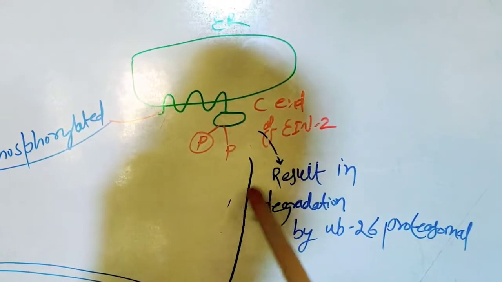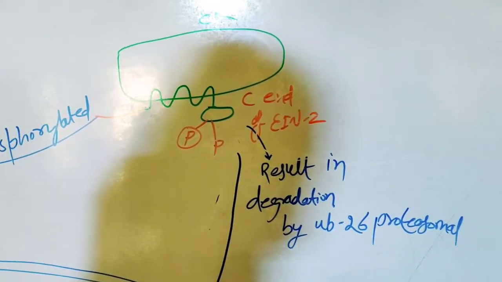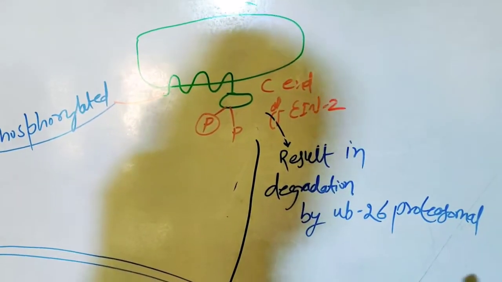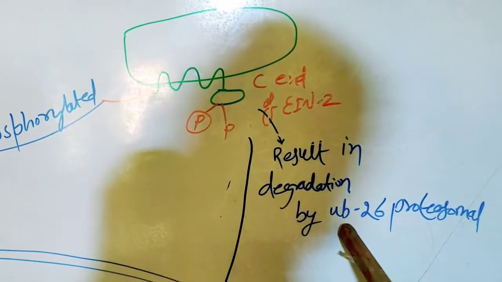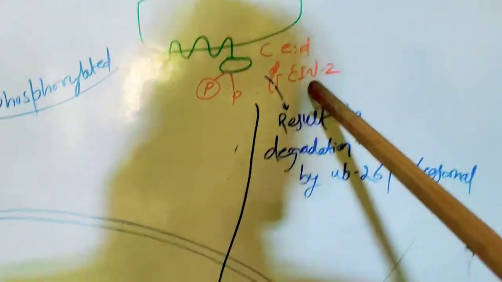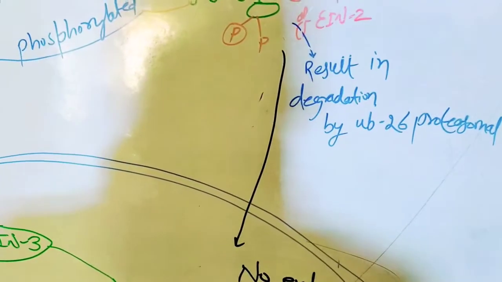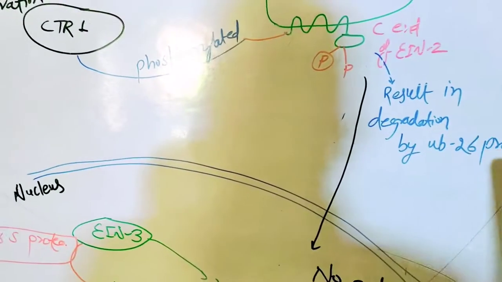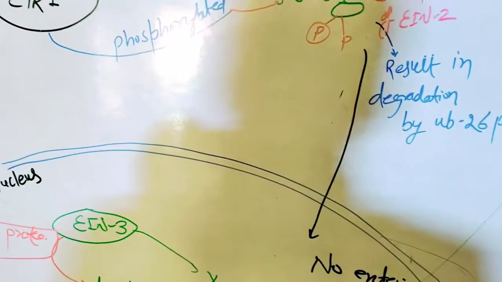It is ubiquitinized and degraded by the 26S proteasomal complex. And if it is degraded, then there will be no EIN2 protein entering the nucleus. And what does it do? We have already discussed its work.